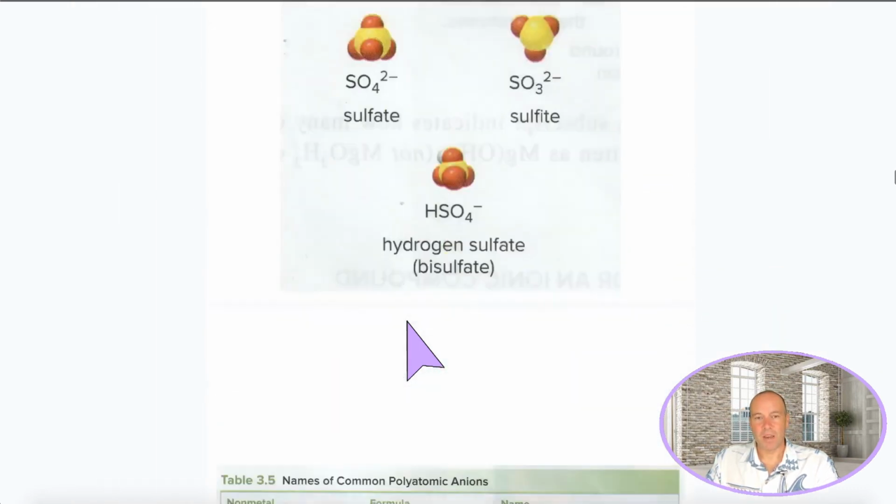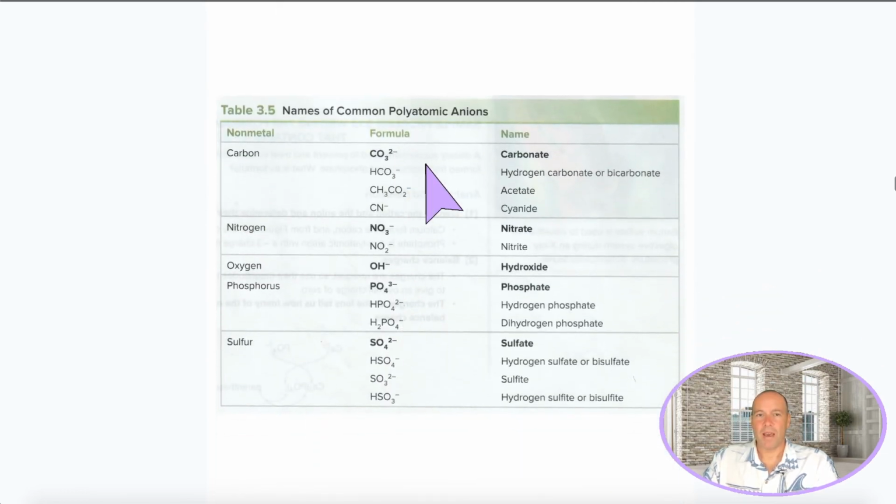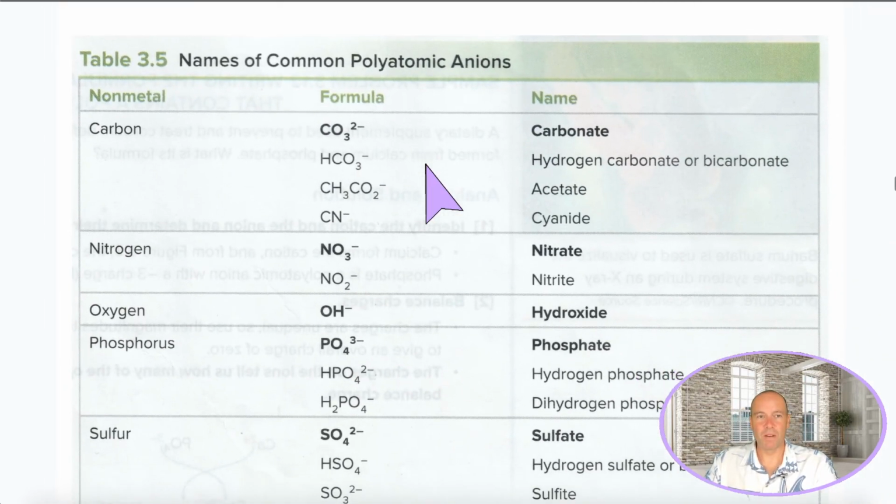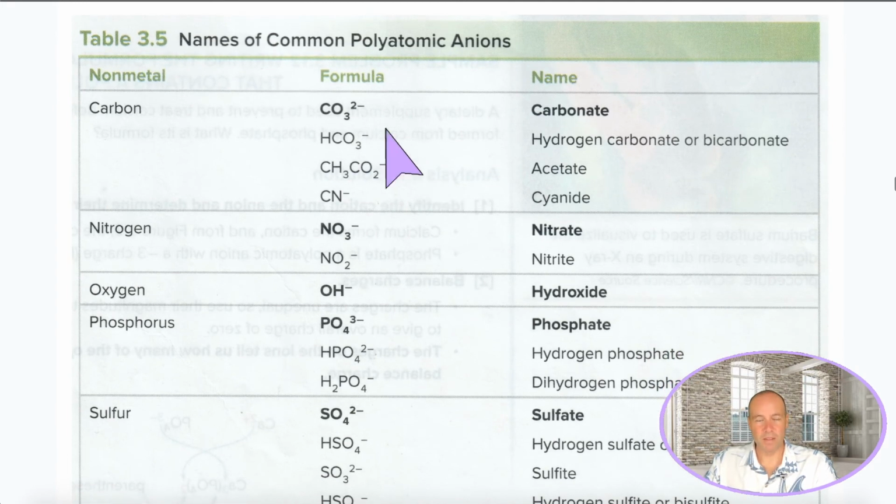I want to end this lecture with just a quick look at a special type of group of ions, and these are polyatomic ions. Here is a list of polyatomic anions, and what polyatomic ions are is they're sort of like charged molecules. Instead of a single atom gaining or losing an electron, imagine a molecule that loses an electron or gains an electron, and the whole molecule becomes charged. That's what polyatomic ions are like. They're kind of like charged molecules.